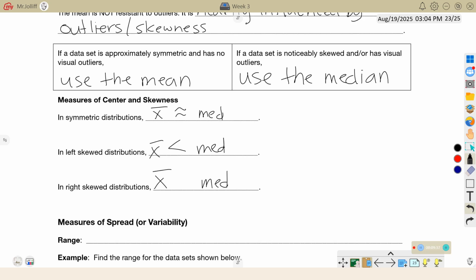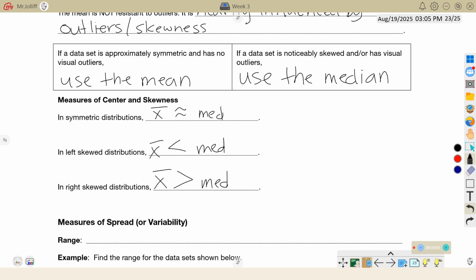If my data is right skewed, that means my mean is to the right of the median. Is the right side of the number line bigger numbers or smaller numbers? Bigger numbers, so the mean is bigger than the median. Alligator eats the bigger number. Notice that it's pointing to the right now, matches the direction of skew.